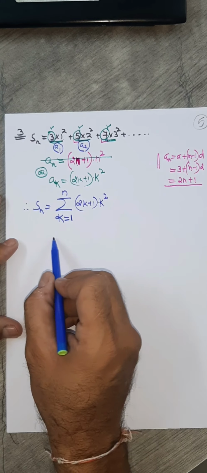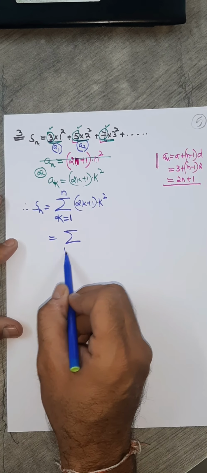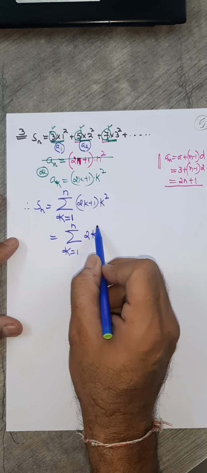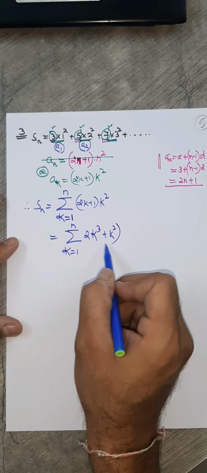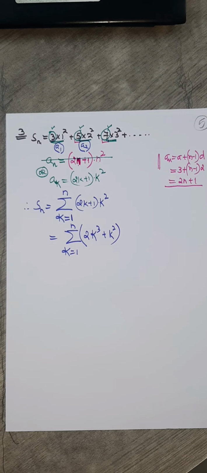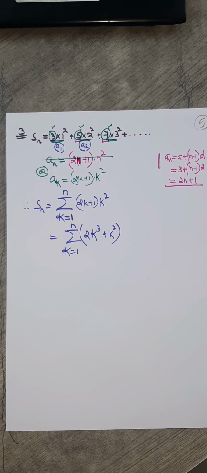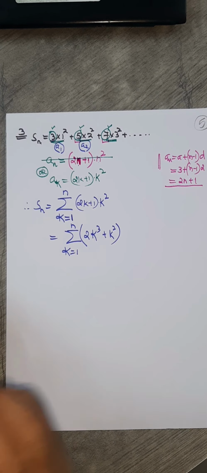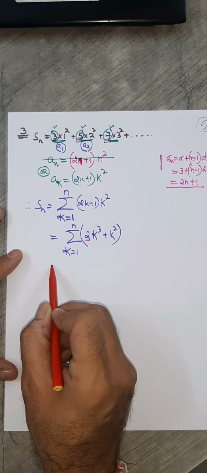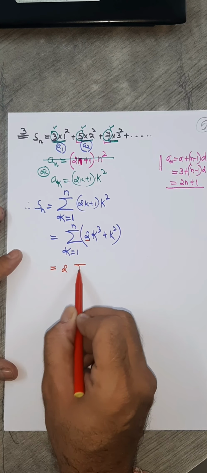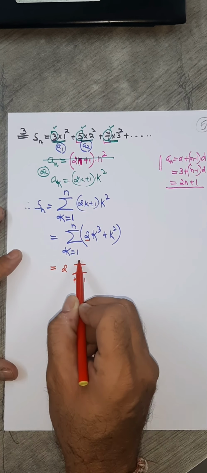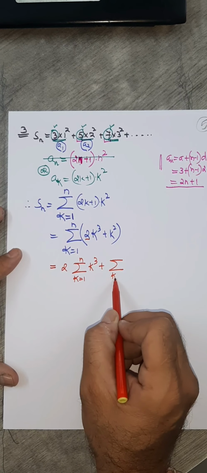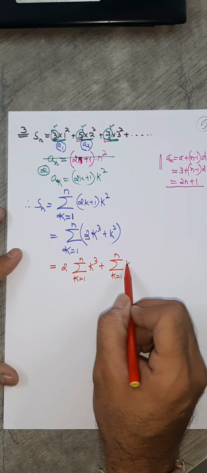Now for a product, you cannot use the sigma. So what do I need to do? I need to open the bracket here. So 2 into k cube plus k square. Then what is the next step? You know very well. Once I open the bracket, I need to take the sigma inside. So let's take the sigma inside. 2 being constant, it will come out. Sigma k runs from 1 to n k cube plus sigma k runs from 1 to n k square.